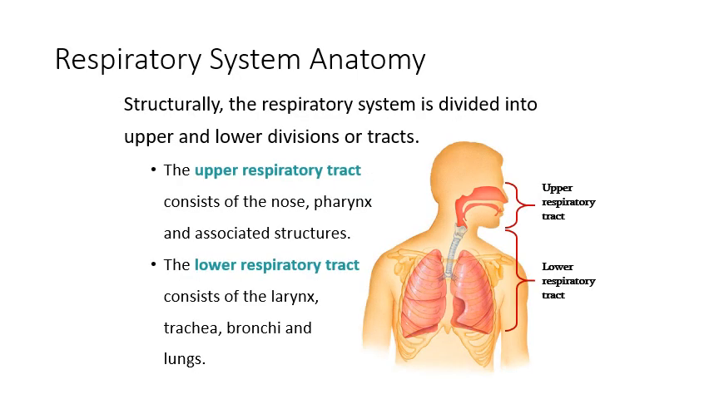Okay, so the basic anatomy of your respiratory system is that we divide it into the upper respiratory tract and the lower respiratory tract. The upper respiratory tract is your nose, your pharynx, and the structures associated with those. The lower respiratory tract is everything from the larynx on down. So larynx, trachea, bronchi, and lungs.